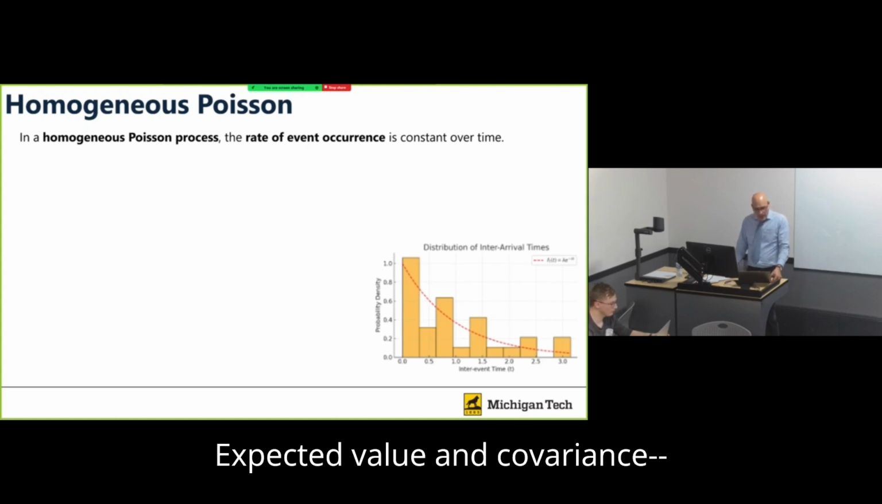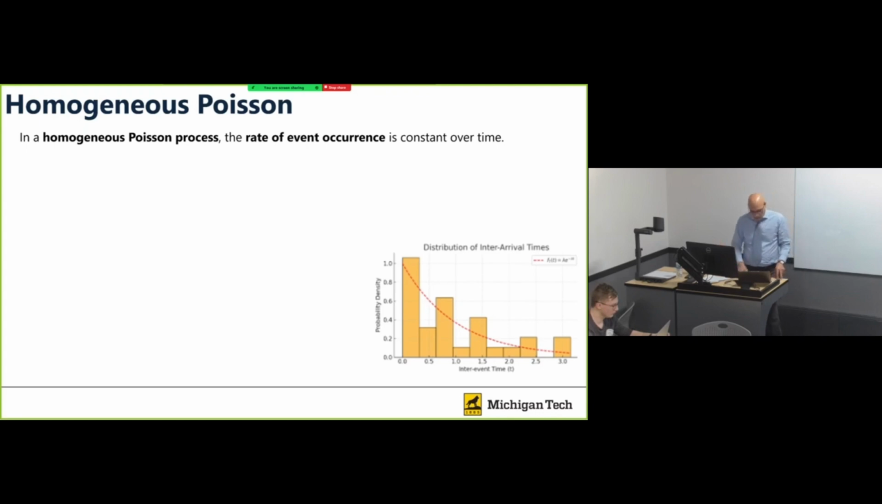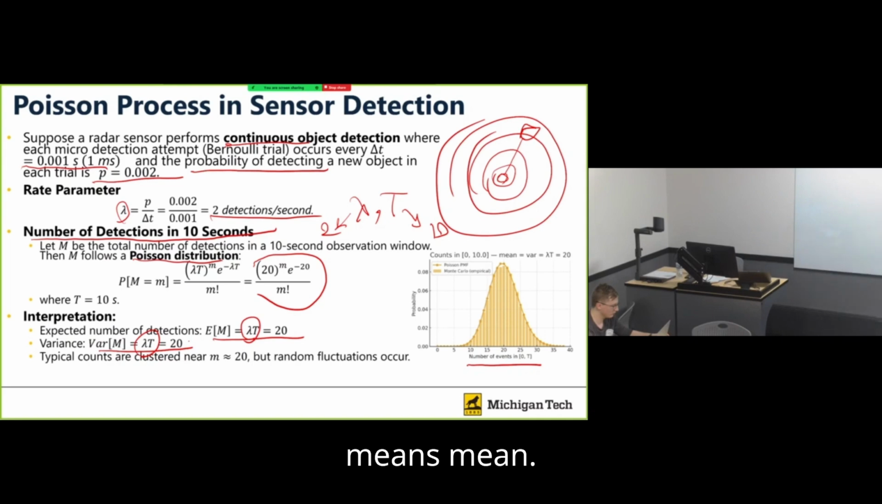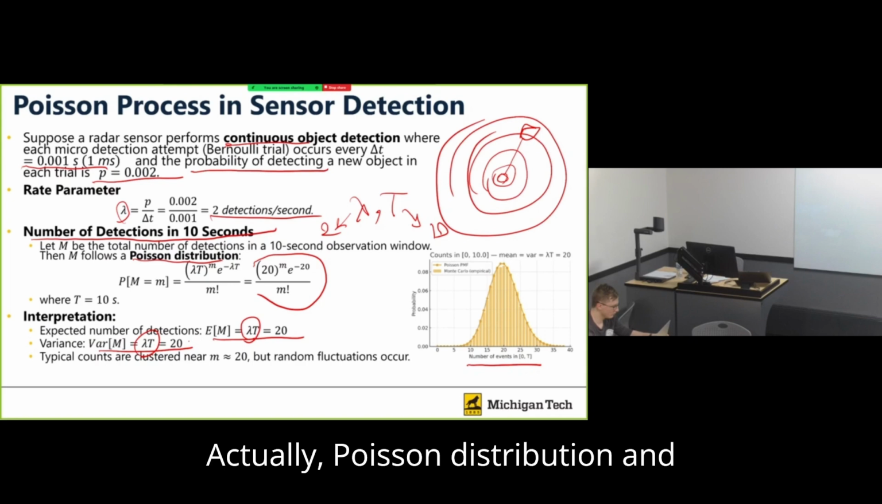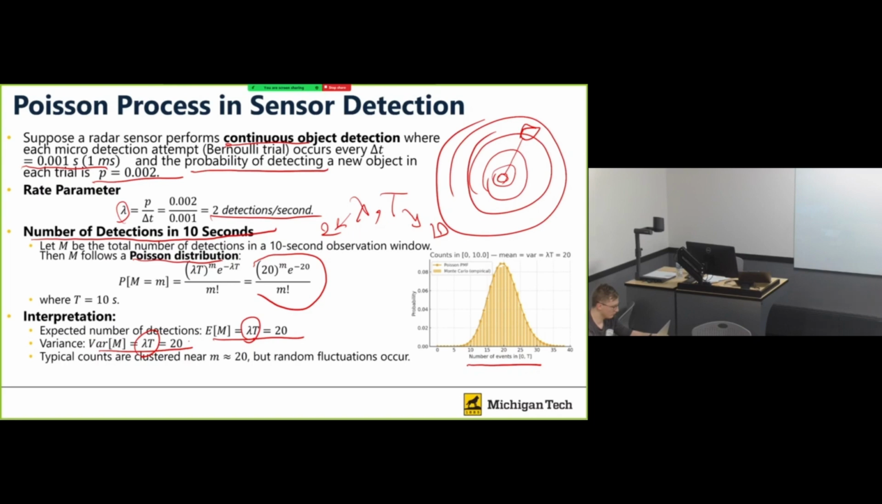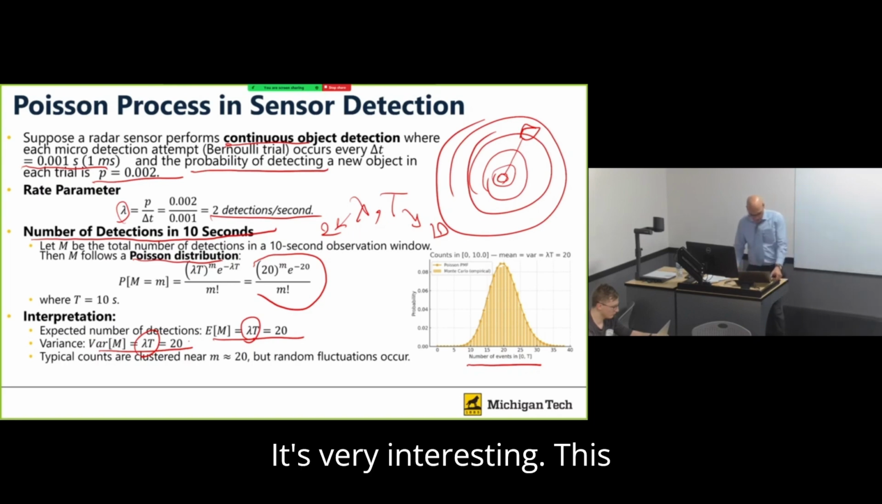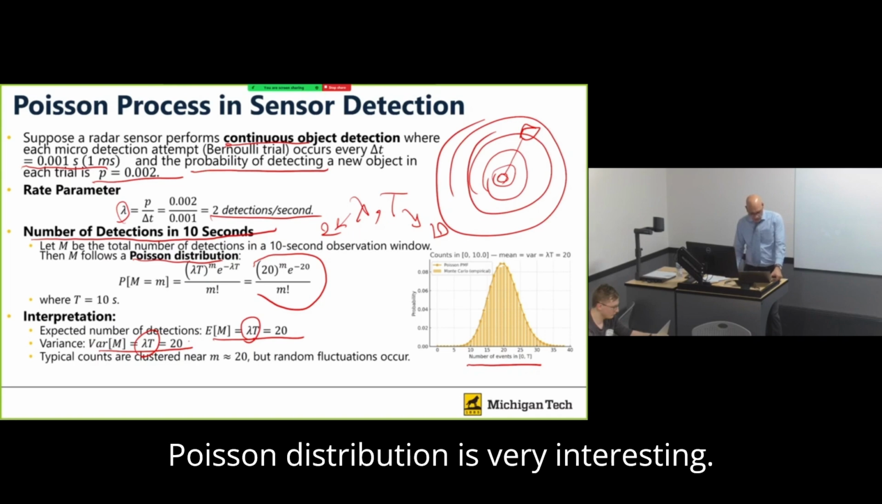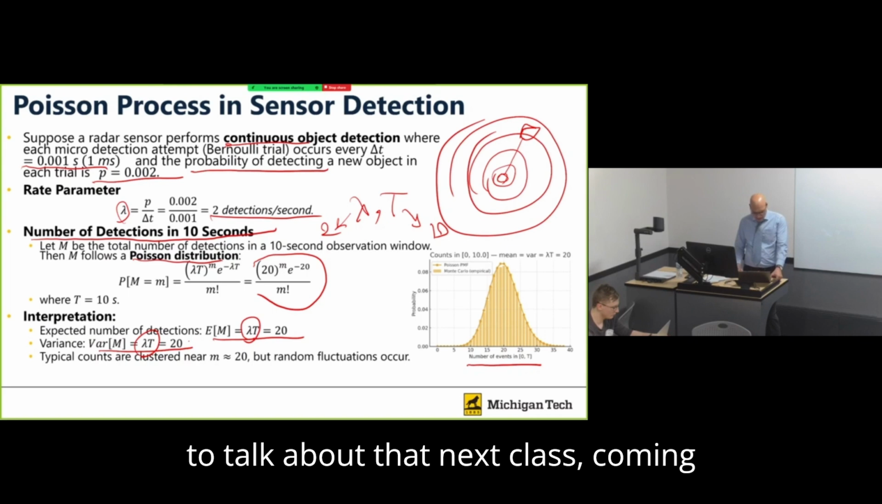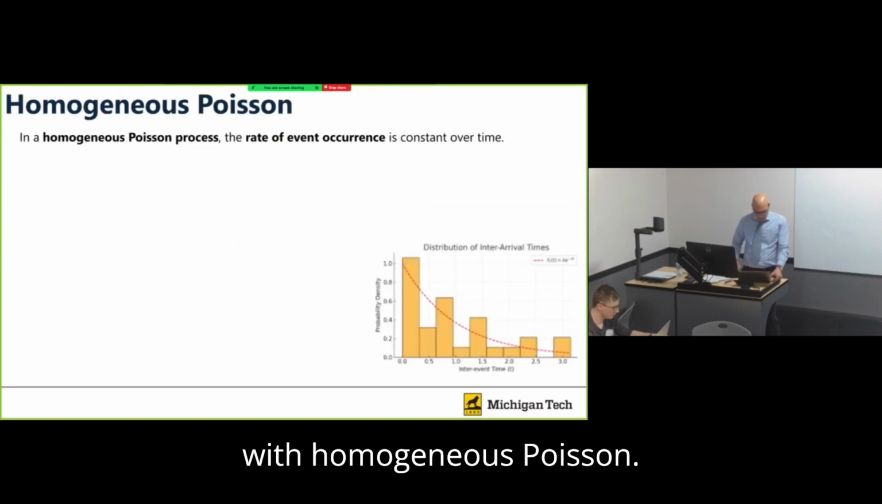The expected value and the variance are actually both the same. As you can see here, E of m means the mean. In the Poisson distribution, the variance and the expected value are the same. It's very interesting. This Poisson distribution is very interesting, and it has lots more properties. We're going to talk about that next class, coming with homogeneous Poisson.